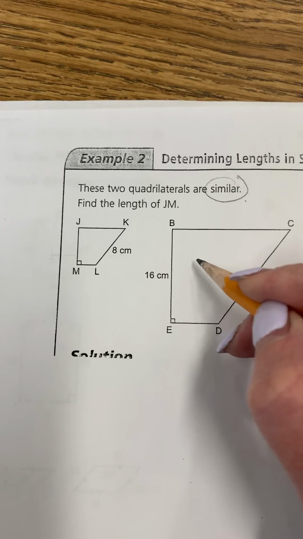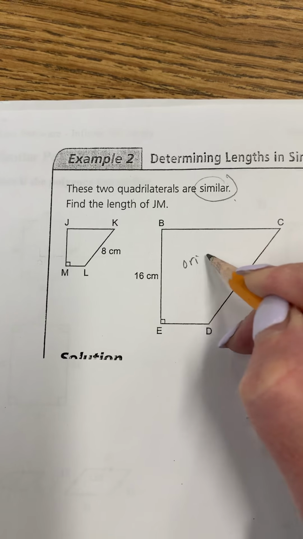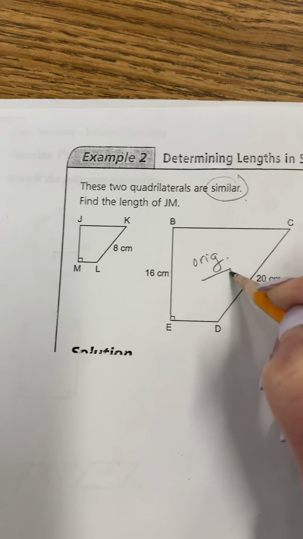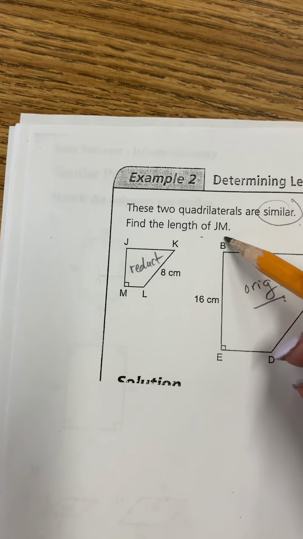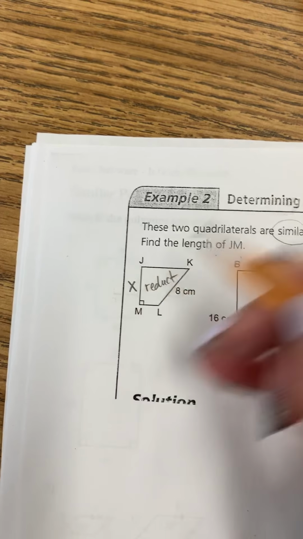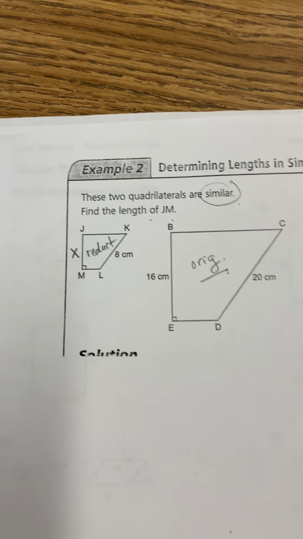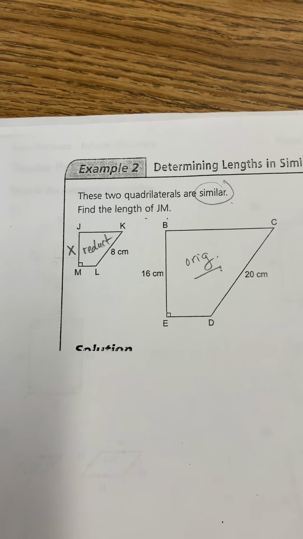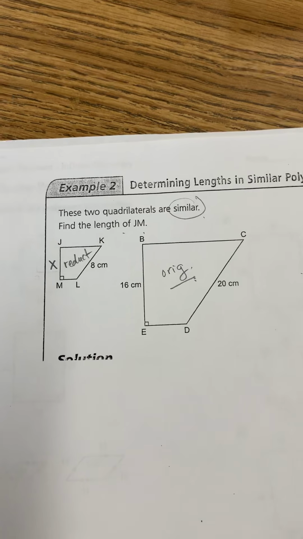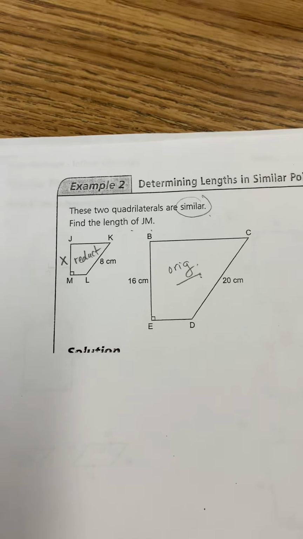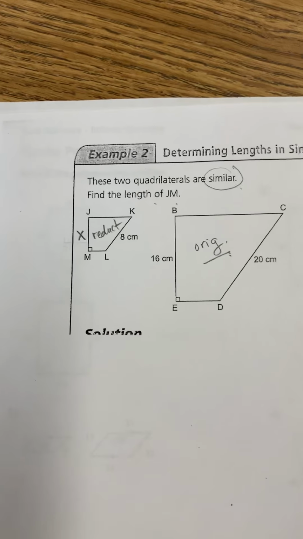In this case, I'm going to go off my comfort zone. We're going to say that this is the original and this one here is the reduction, because that's the piece we're looking for. It says find the length of JM. So I'm just going to put an X there because we don't know that. I'm going to show you two different ways to do this. You can set it up like a proportion and cross multiply.